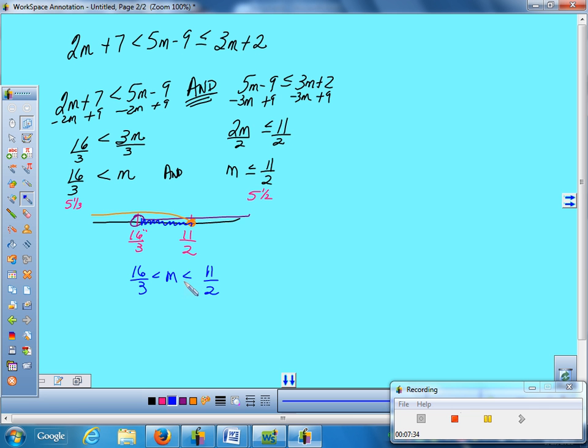11 halves is colored in, so it needs an equal. But that notation sticks for all inequalities, everywhere you do them. That's really not hard? Good. That's not supposed to be hard.